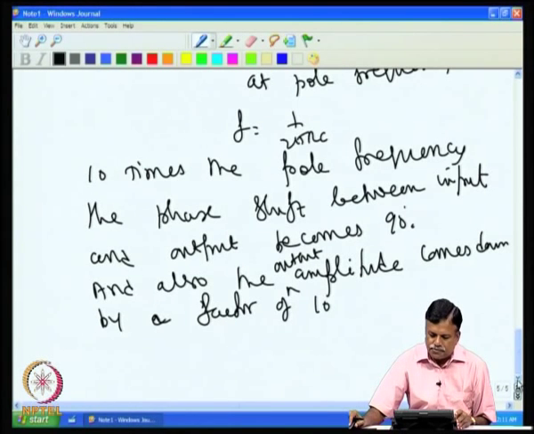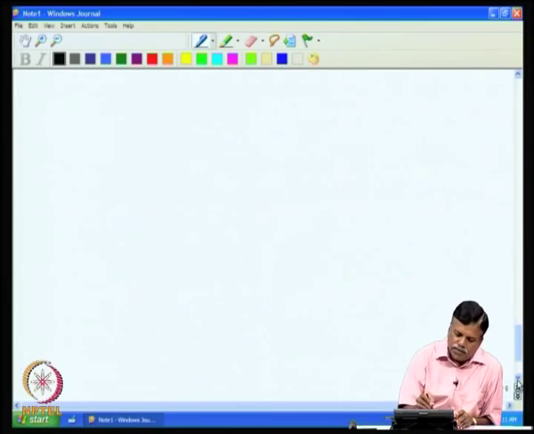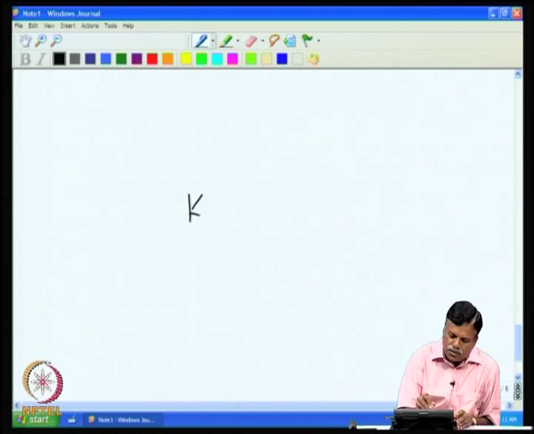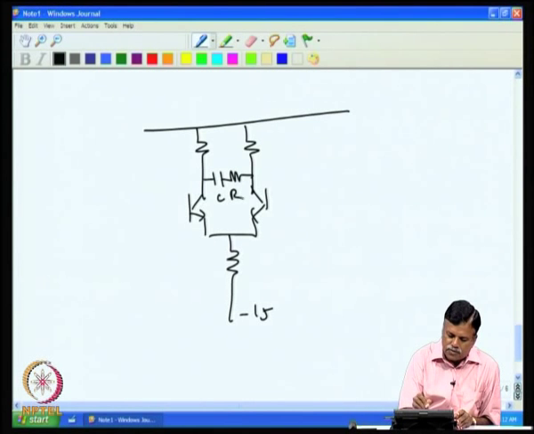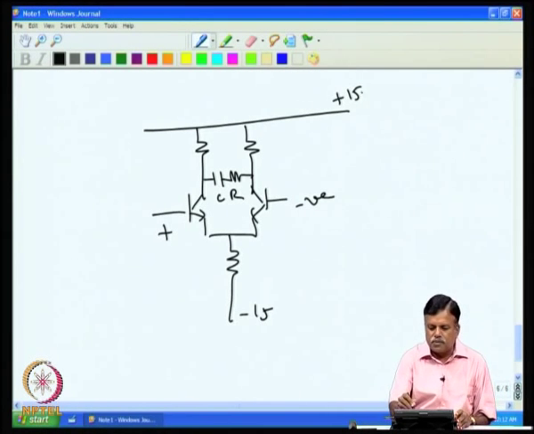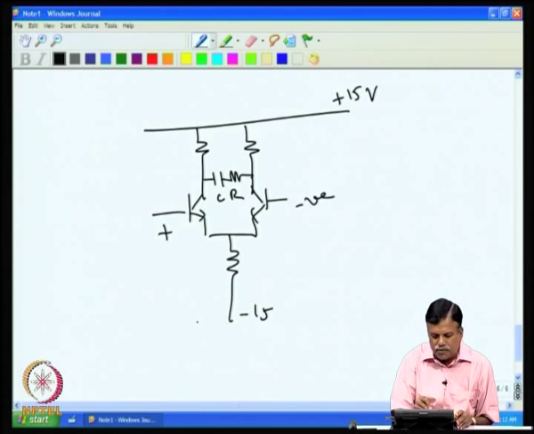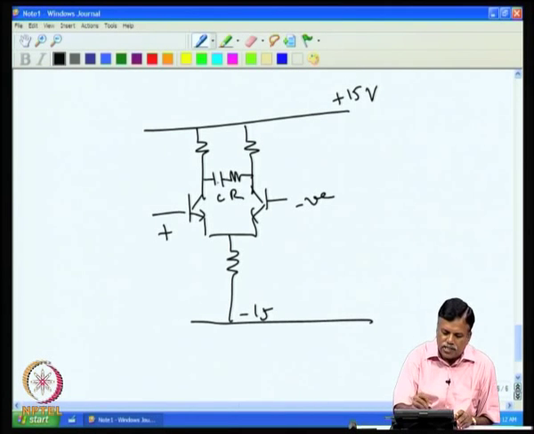So, normally the manufacturers do the frequency compensation inside the operational amplifier itself, so that the amplifier is stable and works as an amplifier. That is done invariably in the first stage by adding an RC at this point. So, we have plus here and then the minus input and the plus 15 volt supply here. And in the input stage, you add this RC.